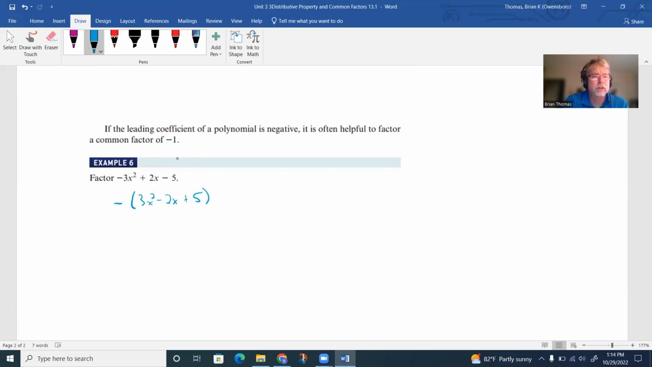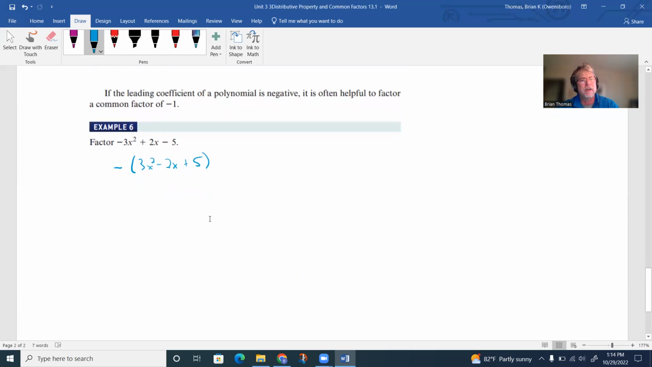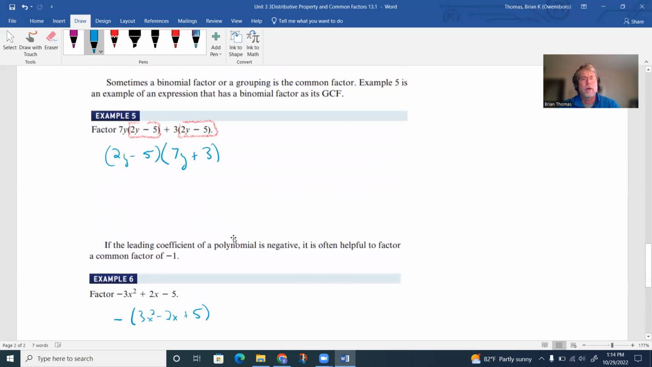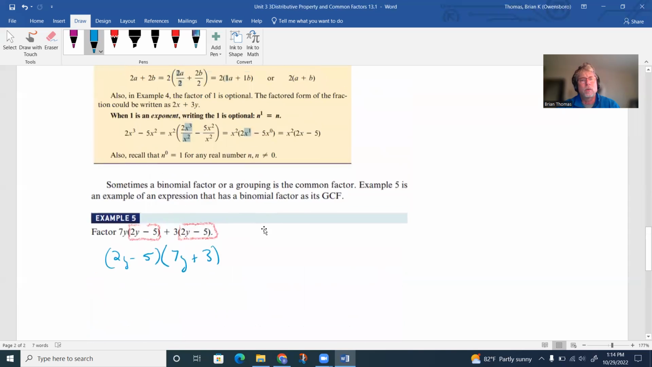So we're also allowed to keep the leading coefficient positive by factoring a negative out of all three terms. And so that means the signs of all three terms have to change. So this would be a way I could change this and make it look like this by pulling the negative out, or the negative 1 out, if you will. Alrighty, so that concludes a little bit on factoring with the GCF.